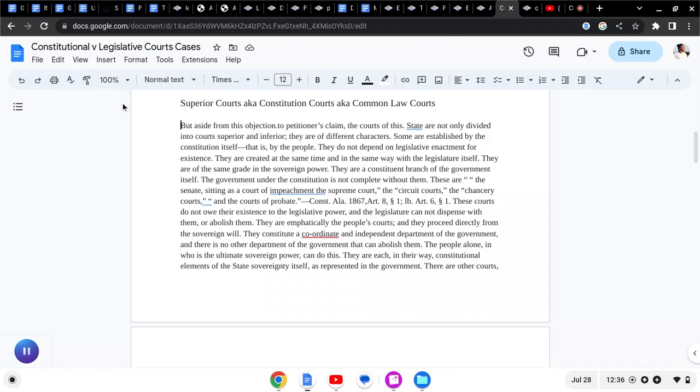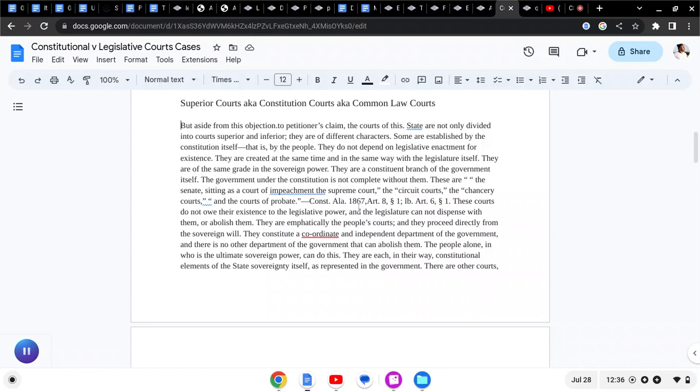Read this to y'all. But aside from this objection to petitioner's claim, the courts of this state are not only divided into courts superior and inferior. They are of different characters. Some are established by the Constitution itself, that is, by the people. They do not depend on legislative enactment for existence. They are created at the same time and in the same way with the legislature itself. They are of the same grade in the sovereign power. They are a constituent branch of the government itself. The government under the Constitution is not complete without them. These are the Senate, sitting as a court of impeachment, the Supreme Court, the circuit courts, the chancery courts, and the courts of probate.